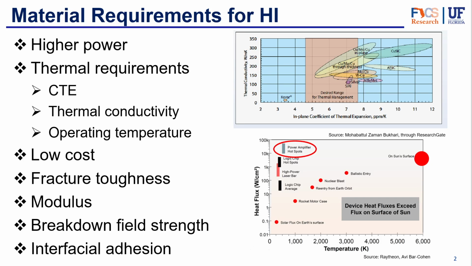And other things that we need to look at is we need materials that are low cost, so the end product can be affordable. And other parameters that we need to look at are fracture toughness. We need to make sure it has the right modulus, breakdown field strength, and interfacial adhesion. Those are all important parameters, and we need to make sure that we get them right for the application we're using our materials for. So, what applications do we use each material for?